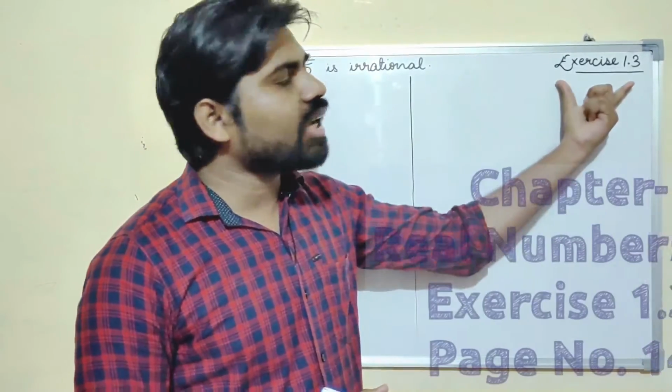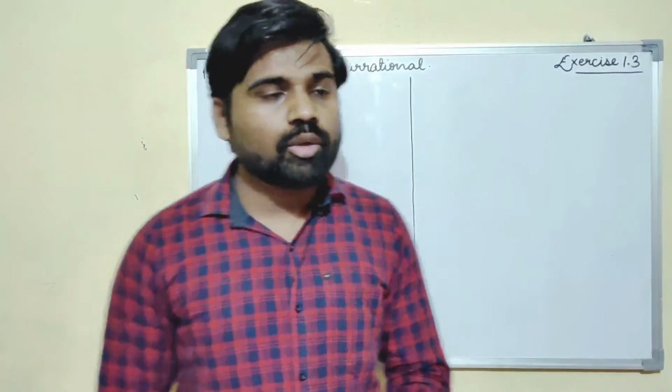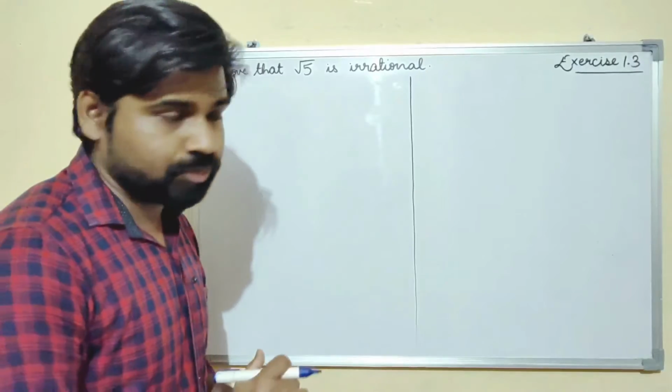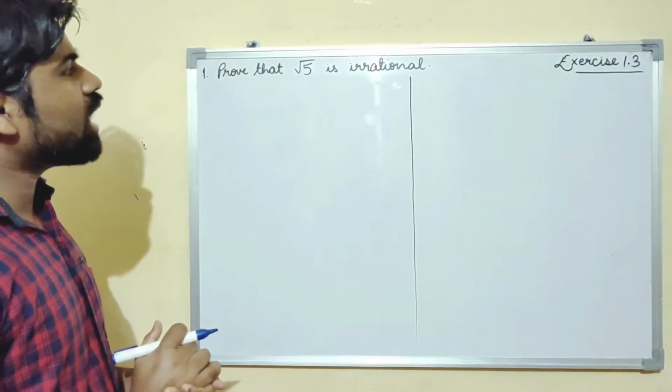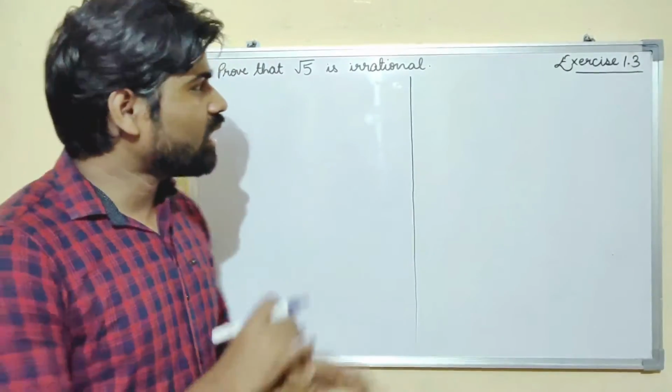We are going to study exercise 1.3. In the previous video we discussed all the examples related to this exercise, and today let us complete this exercise also. First question is, prove that root 5 is irrational, and this question is not new for you now, right? And it's a very simple question.